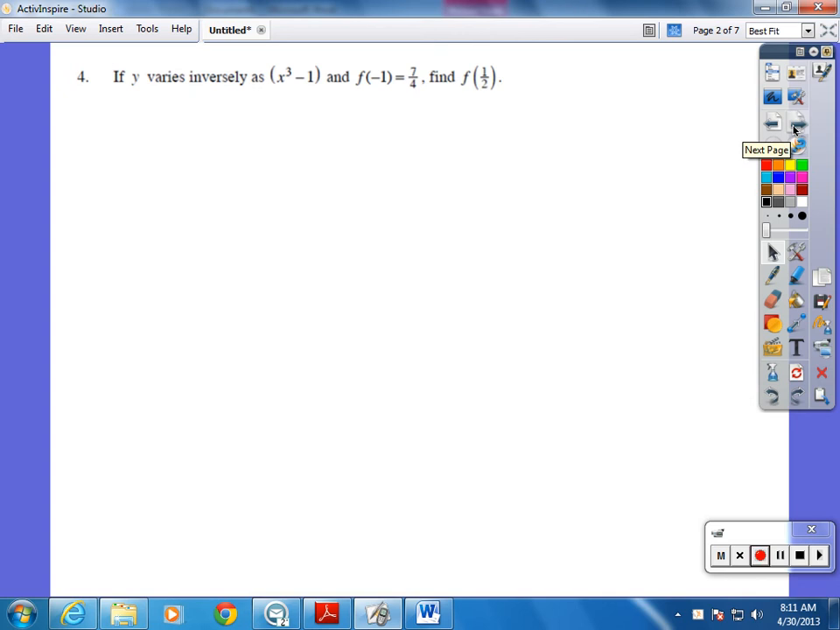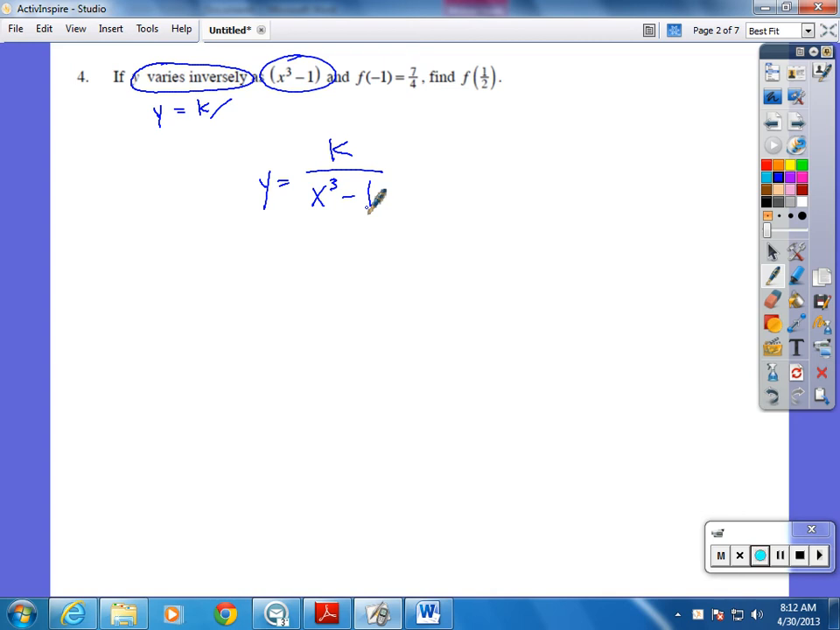So if y varies inversely with x cubed minus 1, okay, first of all, we write the equation. Remember that this statement right here, y varies inversely, is equivalent to y equals k divided by. Okay? Varies inversely means k divided by. Well, k divided by what? K divided by x cubed minus 1. So, k over x cubed minus 1.